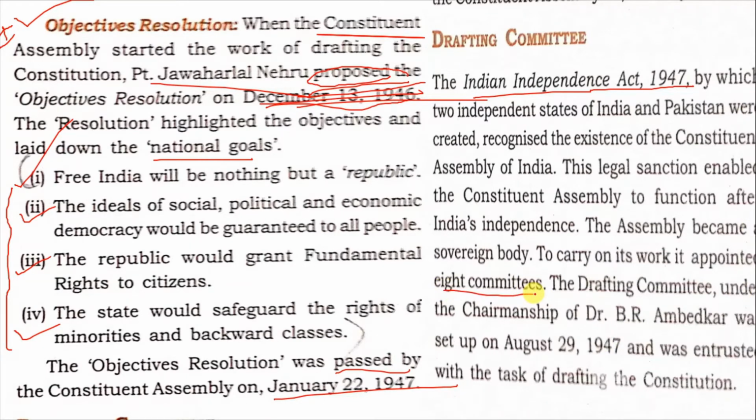The Drafting Committee under the chairmanship of Dr. B.R. Ambedkar, this is very important. It was set up on August 29, 1947 and was entrusted with the task of drafting the Constitution. So this part is very, very important as it concerns the work of Dr. B.R. Ambedkar and the Constitution.